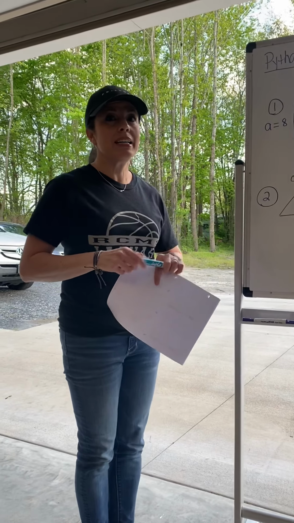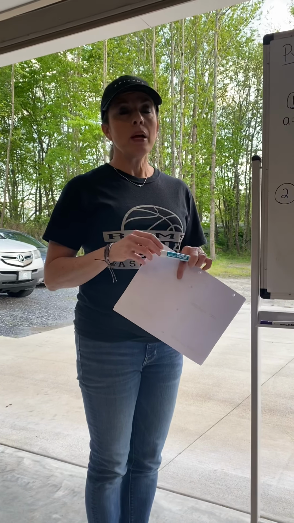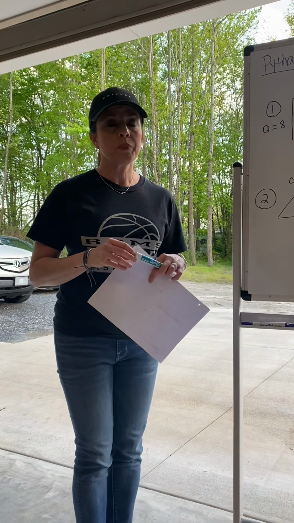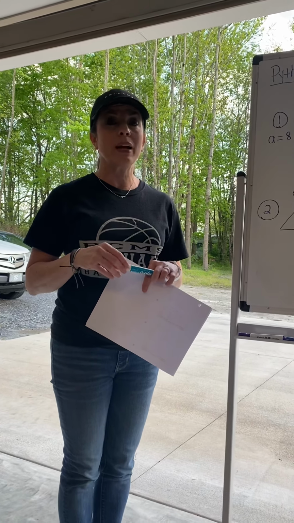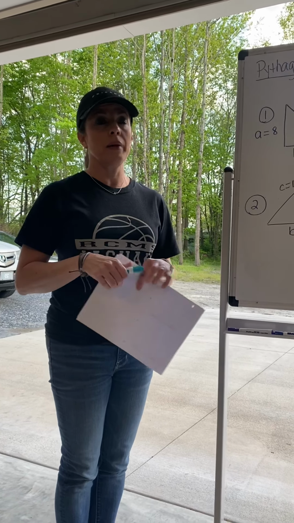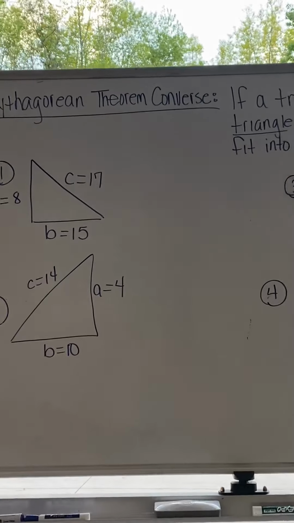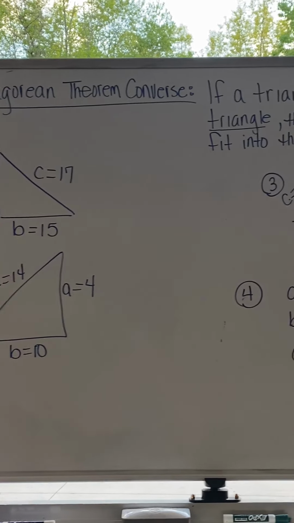Hey guys, it is Miss Calkins, and today we're going to keep working with our Pythagorean theorem, but instead of solving for a missing side of the triangle, we're going to use the Pythagorean theorem to prove if a triangle is a right triangle or not. So that is called using the Pythagorean theorem converse. Converse just kind of means the opposite of what we were working on.